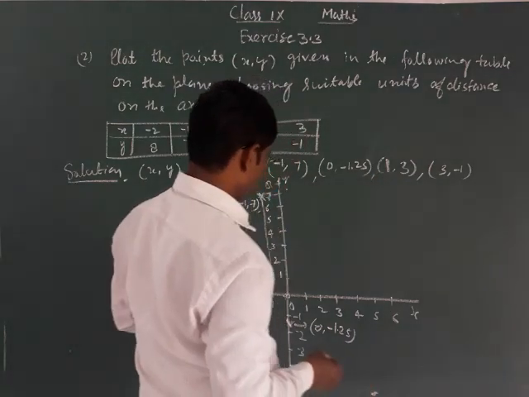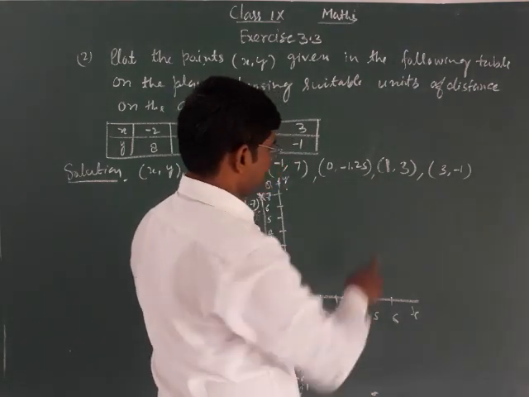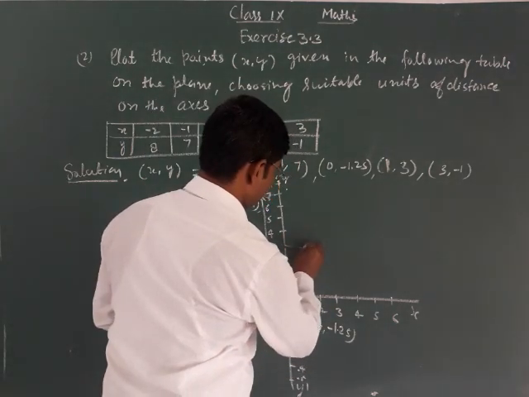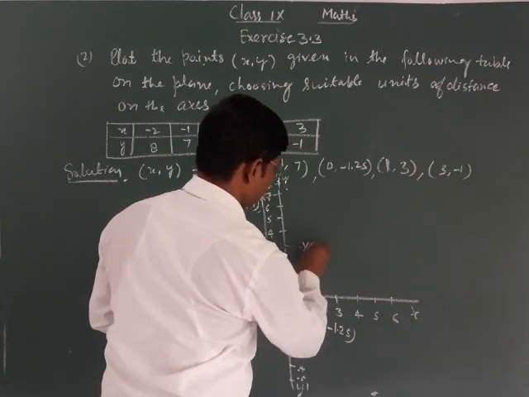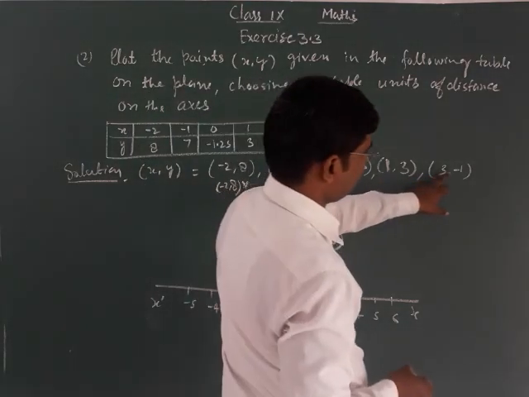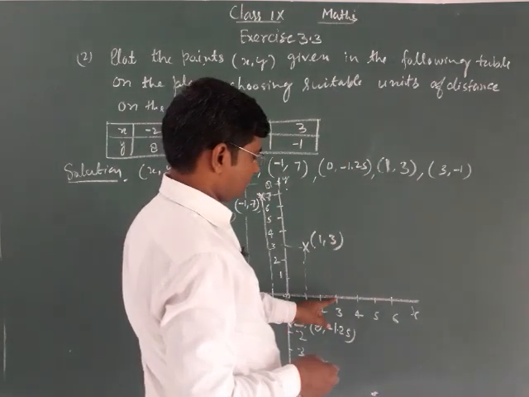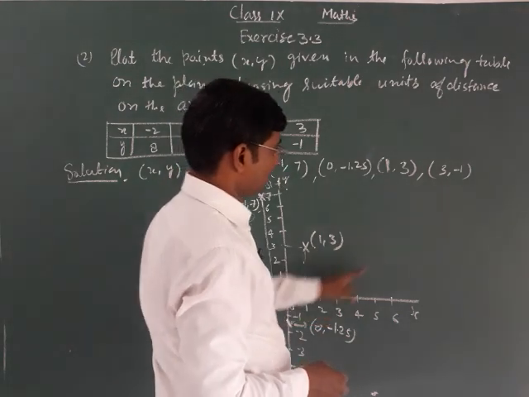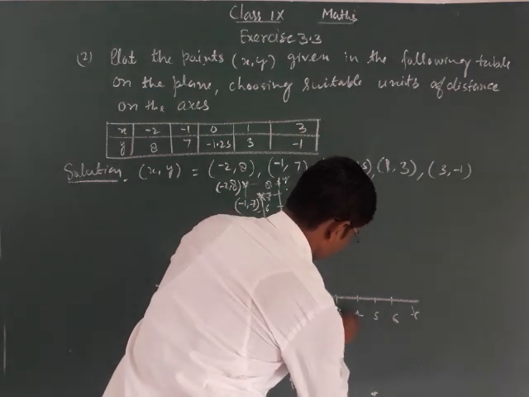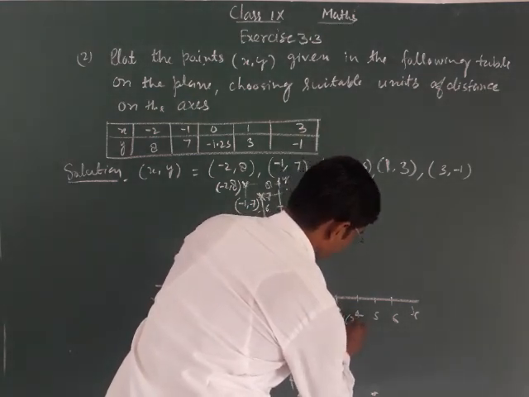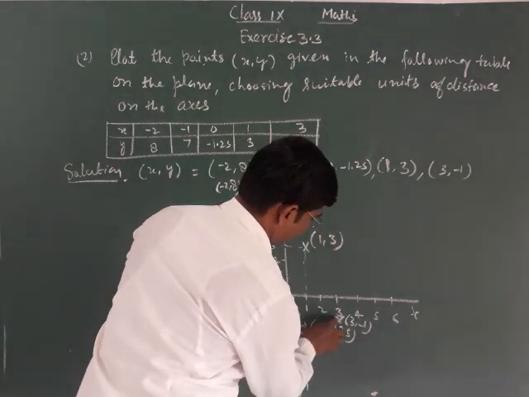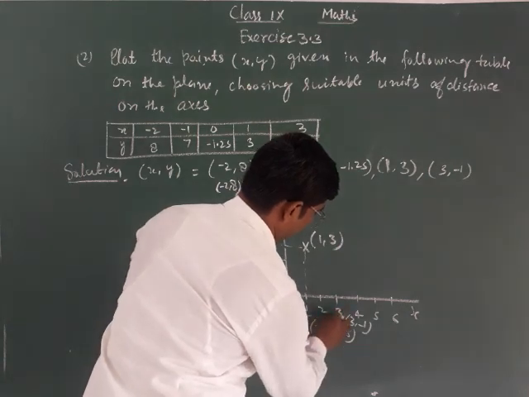And (1, 3): the abscissa is 1 and the ordinate is 3, both positive. Then (3, -1): abscissa 3 and ordinate minus 1, so this is minus 1 and 3 across. So this is the point (3, -1).